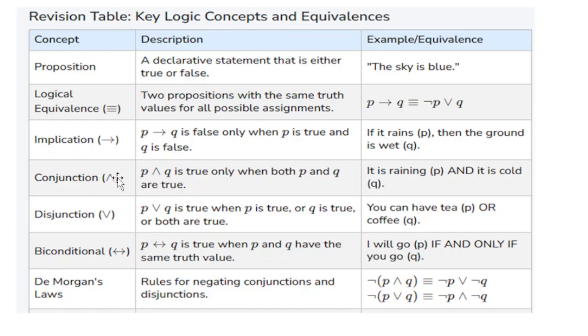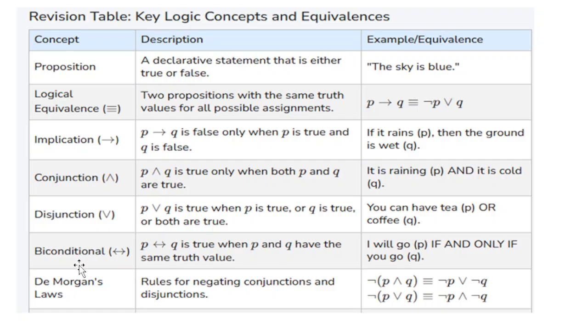Conjunction: P and Q. This is the symbol of conjunction. P conjunction Q is true only when both P and Q are true. That is, it is raining and it is cold, both the statements are true. Disjunction means the or condition. P or Q is true when P is true or Q is true, or both are true. We know that you can have tea or coffee.